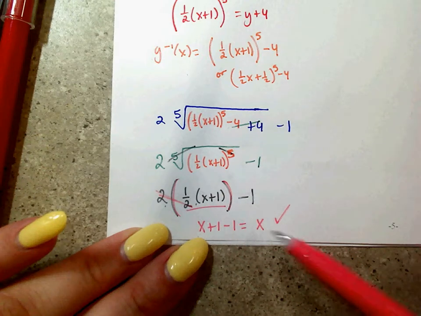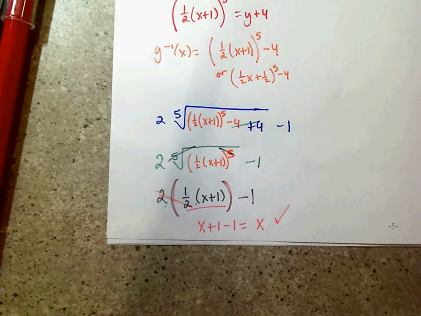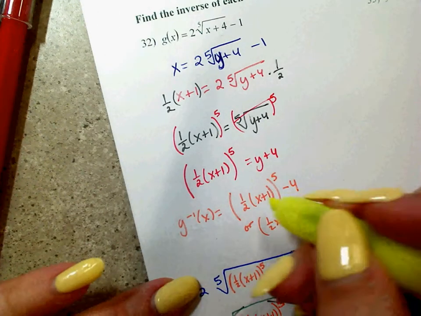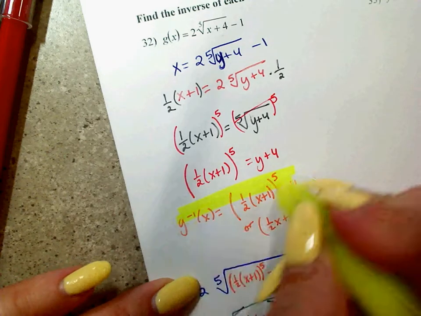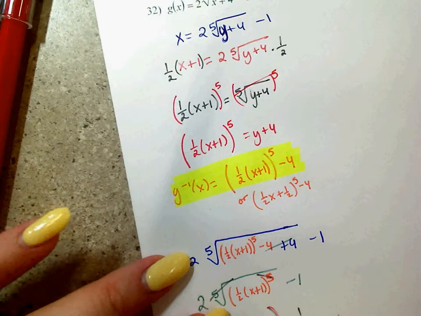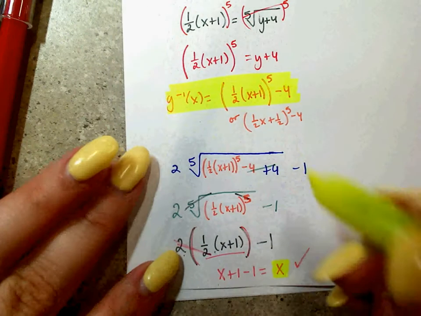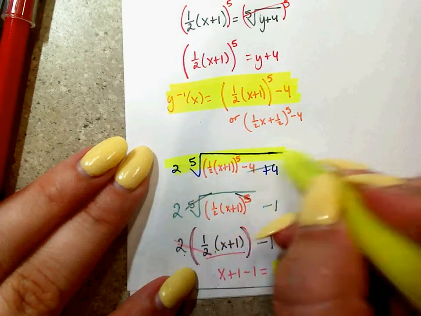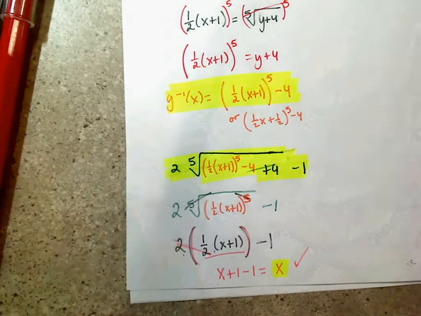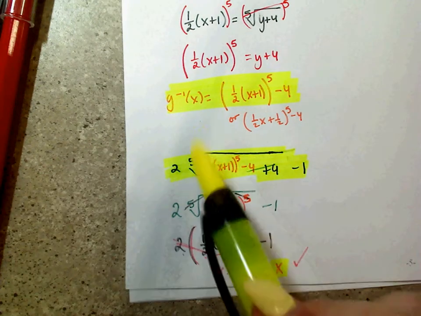Alright, so my final answer is this function right here, and the fact that we get down to x, although I will be looking for your composition. So it's super important that you know what to plug into what. Now I did g of g inverse, and you could have done g inverse of g, doesn't really matter.